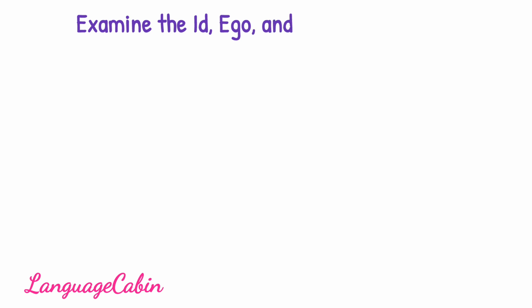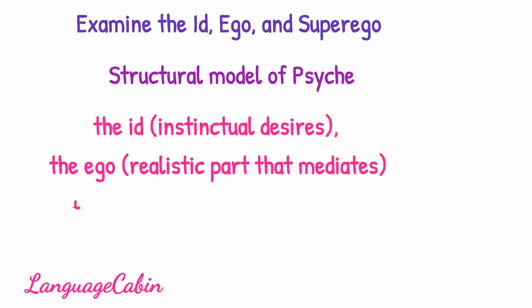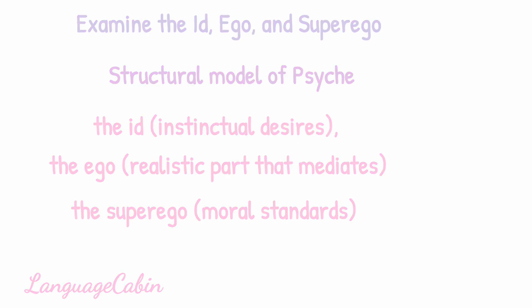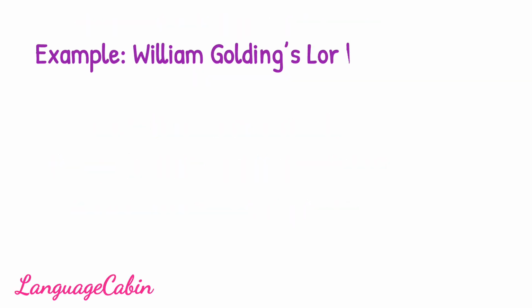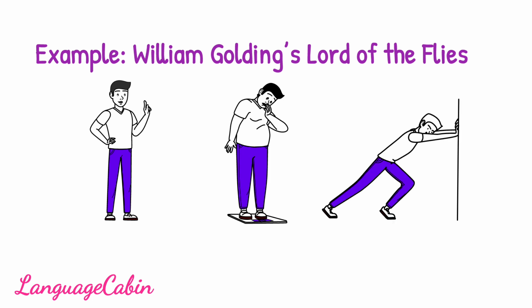Examine the id, ego, and superego. Characters can be analyzed through the framework of Freud's structural model of the psyche, which includes the id, the ego, and the superego. Example, William Golding's Lord of the Flies. The characters Ralph, Piggy, and Jack can be seen as representations of the ego, superego, and id, respectively.